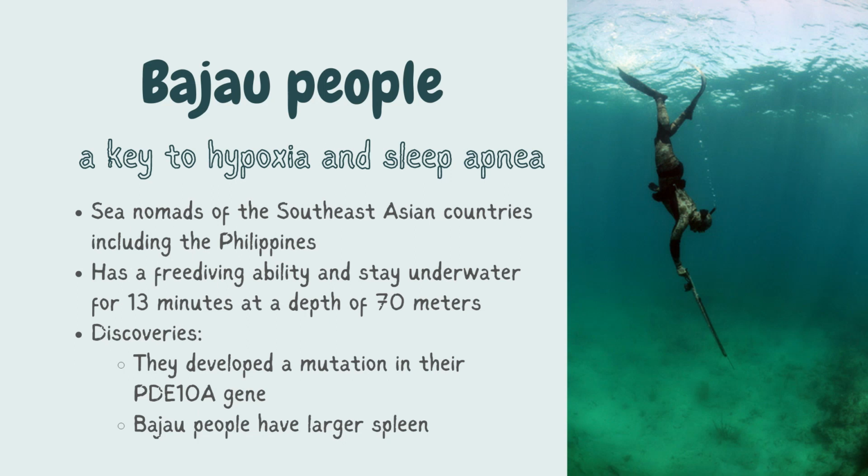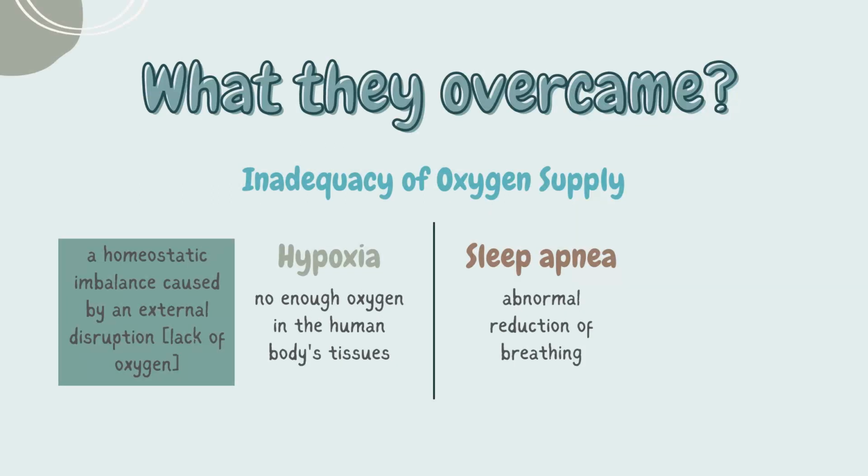Spleens are important in supplying oxygenated blood as they contract, so the larger the spleen, the more oxygenated blood is released and supplied throughout the body tissues. So what the Bajau people overcame is the inadequacy of oxygen supply under pressure.